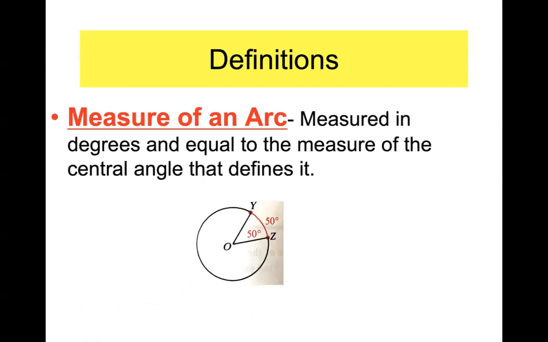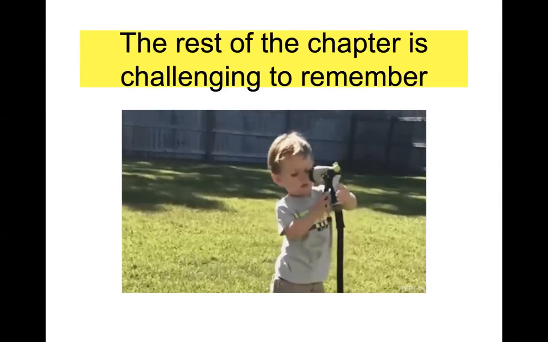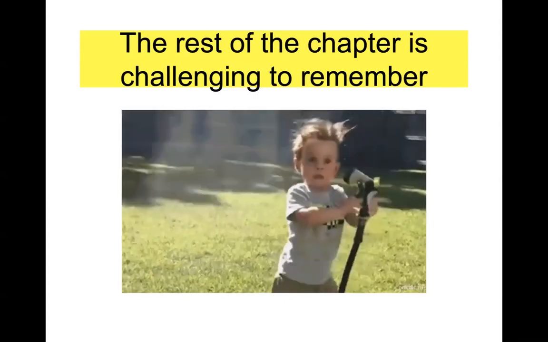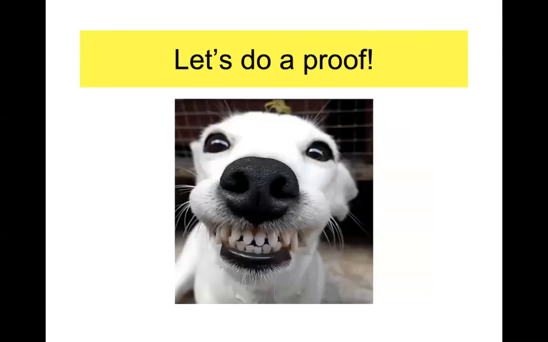Remember I said eventually, at the end of the chapter, we're going to get arc distance. That's literally how many inches, centimeters, whatever units you choose to use, the distance of that arc. But for right now, we're describing that red arc, the minor arc YZ, in terms of how much of the 360 degrees it is. The rest of the chapter can be absolutely challenging. Just be ready for it. Here we go. So let's do a proof.